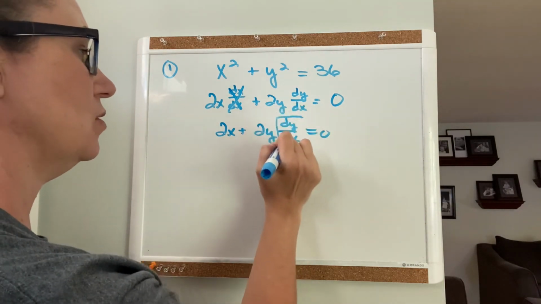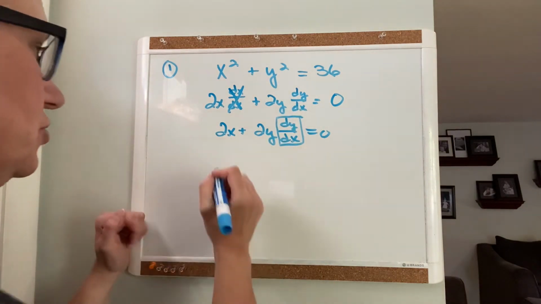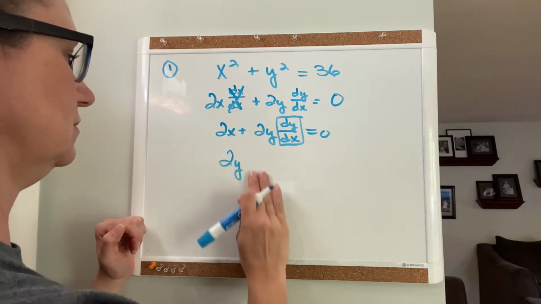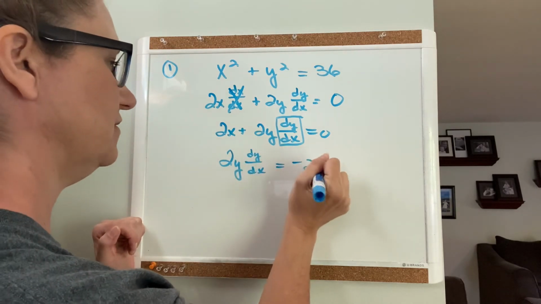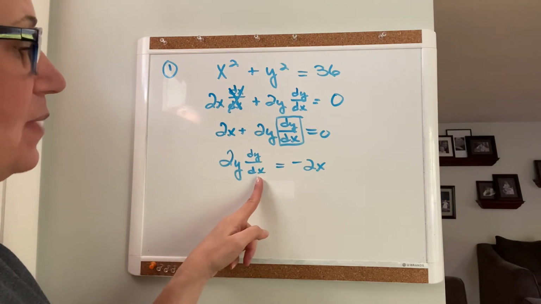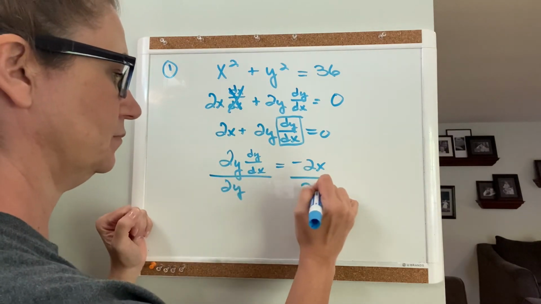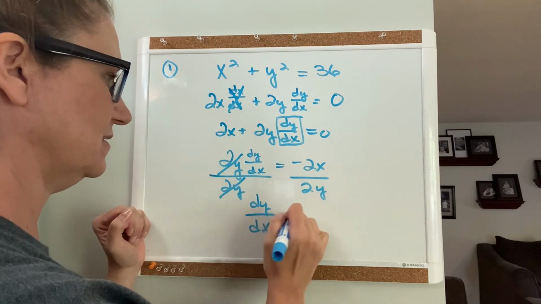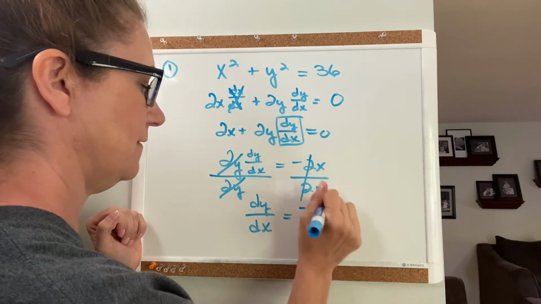So now our goal is to get dy/dx all by itself on one side. So I'm going to start by subtracting 2x from both sides. So you get 2y dy/dx, sorry about that, equals negative 2x because we had to subtract the 2x from both sides. Now since we want to get dy/dx by itself, we have to divide both sides by 2y. And these cancel, so we get dy/dx equals, and the 2's cancel, negative x over y.